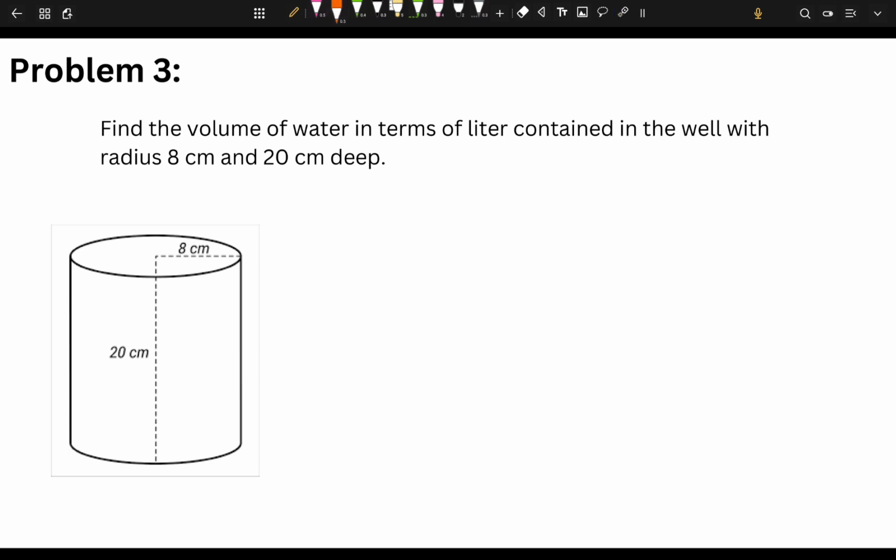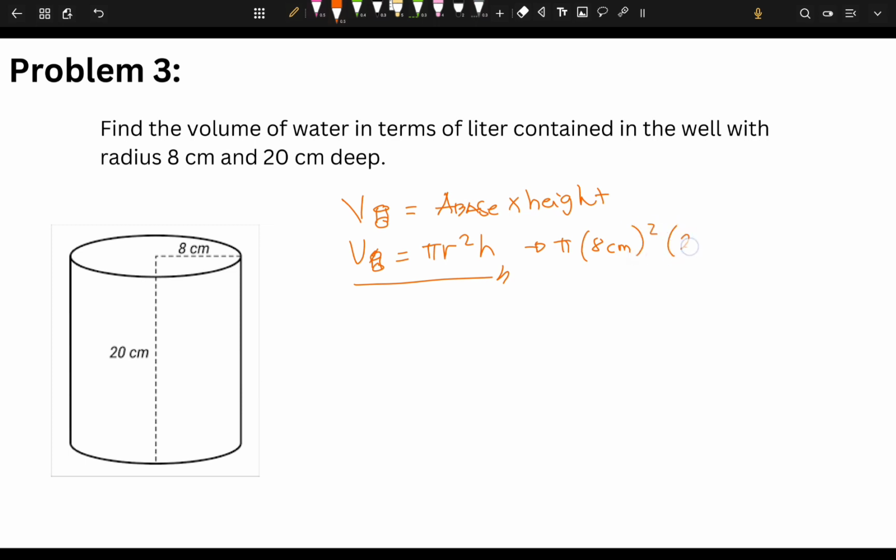We are given the volume. We know that the volume of a cylinder, like the usual thing, is the area of the base times the height. And the area of the base of a cylinder is pi r squared. And then the height. So this will be our formula. So we are given 8 cm by 20 cm. Okay. So that is pi times 8 cm squared times the 20 cm.